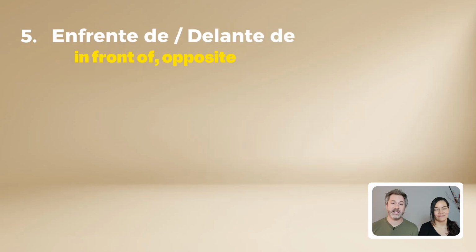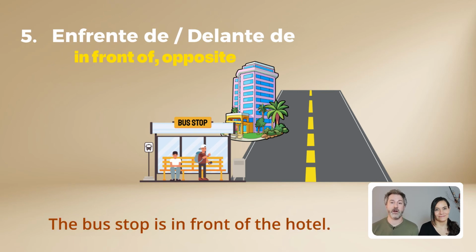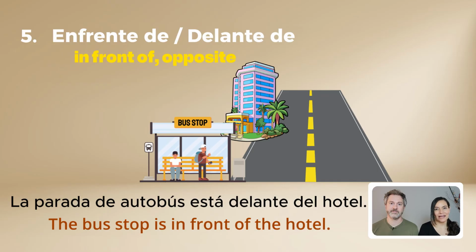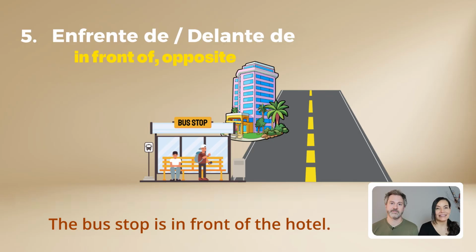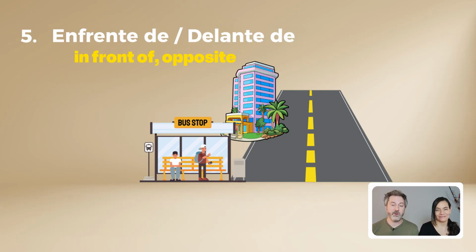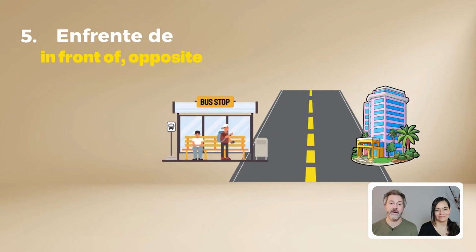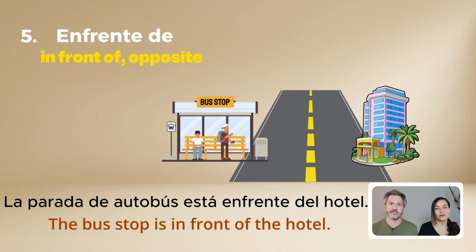Now, when we see this example here, we could technically use either or, but it all depends on the context of the speaker. So for example, the bus stop is in front of the hotel. La parada de autobús está delante del hotel. Or la parada de autobús está enfrente del hotel. But when the two objects are opposite each other, like in this case, they're across the street facing each other, we need to use enfrente de. La parada de autobús está enfrente del hotel.